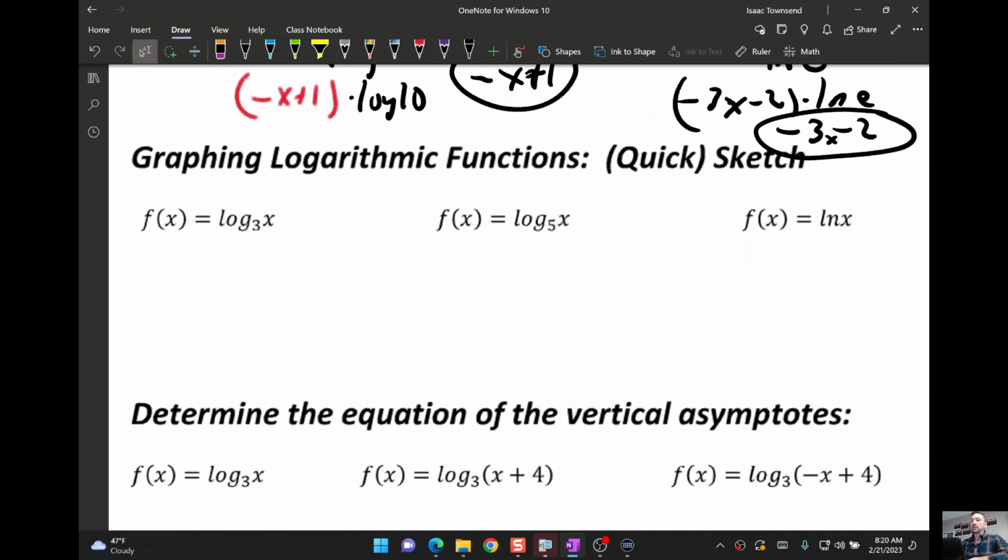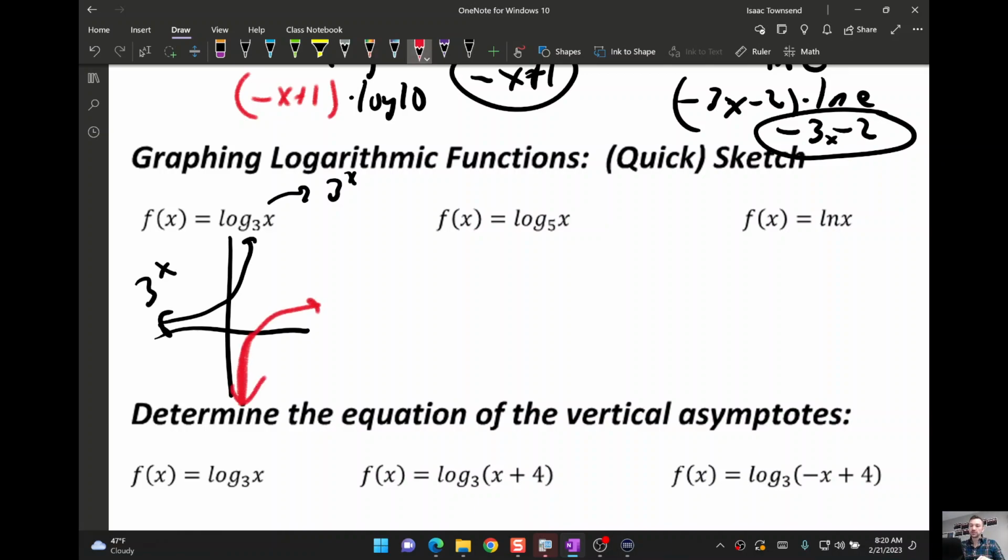Okay, to graph what a logarithmic graph looks like, we talked about this a little bit on the other page, but I know that this guy is inverses with 3 to the x. So if you know what 3 to the x looks like, you could take those points, switch x and y, and then you should pretty quickly know what log base 3 of x looks like. What would the inverse of this one be?